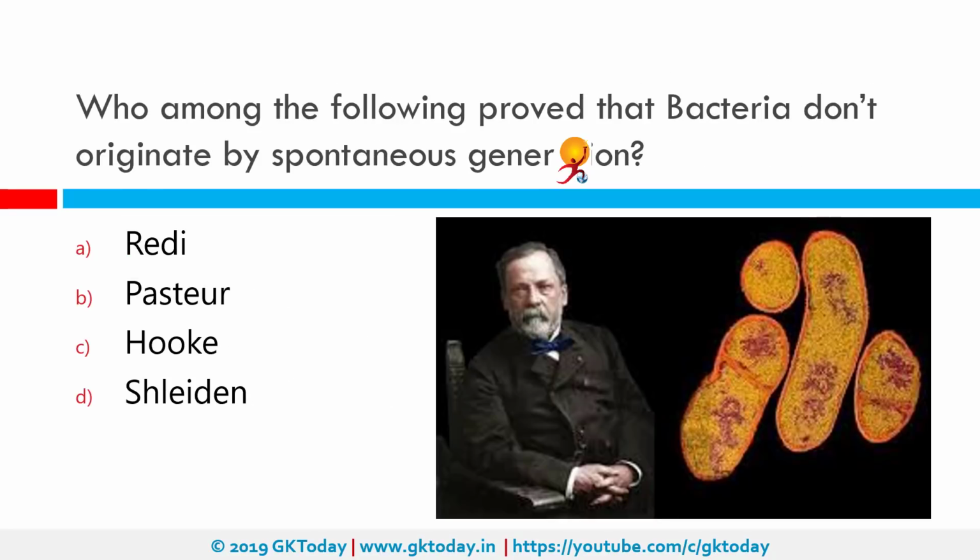Who among the following proved that bacteria don't originate by spontaneous generation? Correct answer is Pasteur. Pasteur cultivated bacteria from the blood of animals infected with anthrax. When he inoculated animals with the bacteria, anthrax occurred, proving that bacteria was the cause of the disease.